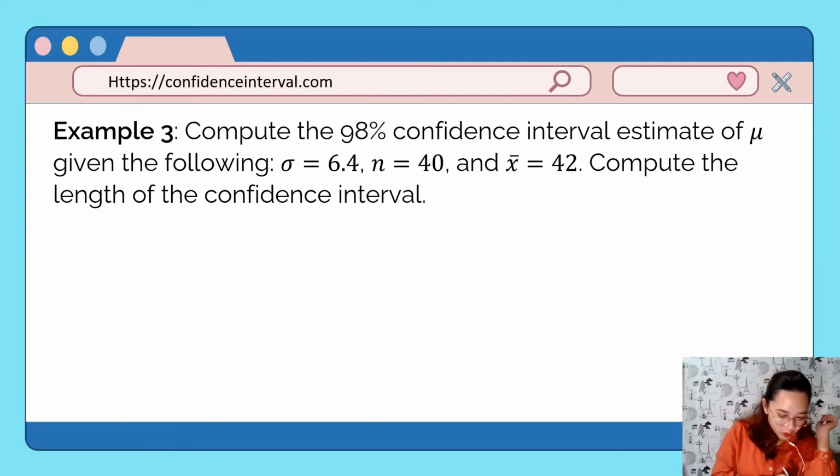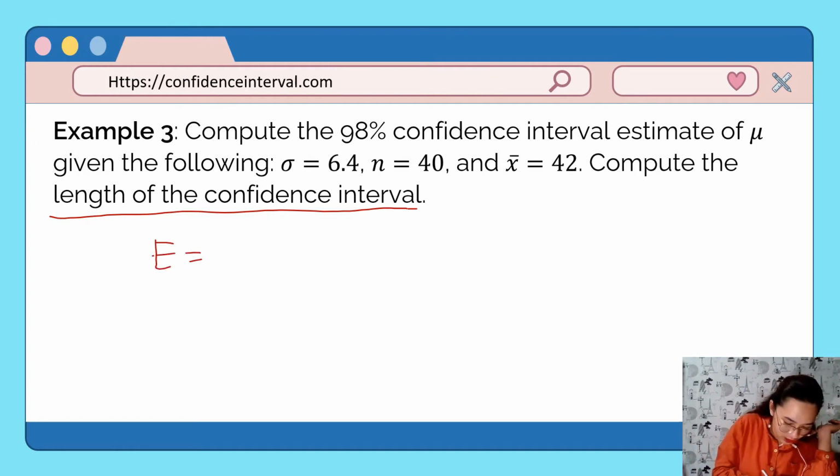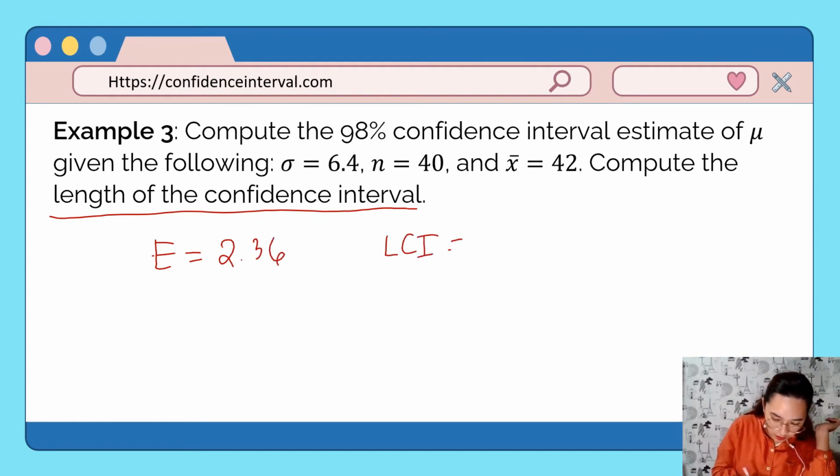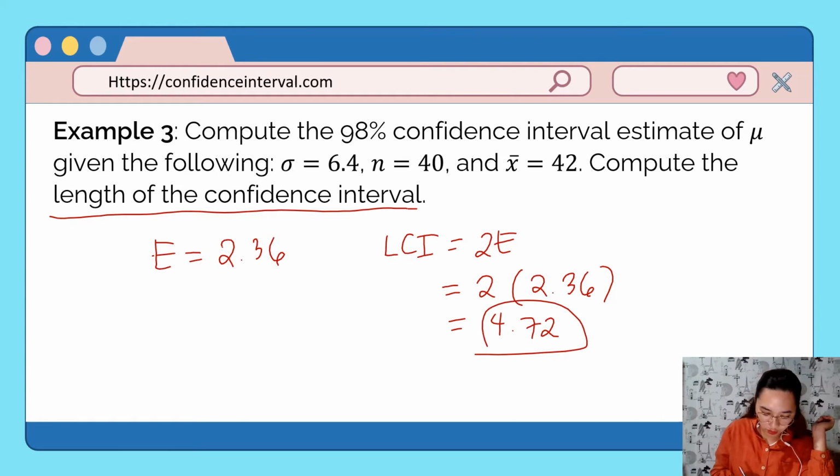44.36. Para naman makompute po yung length ng confidence interval natin, kukunin lang po natin yung twice ng ating margin of error. Since ang margin of error po natin is 2.36, ibig sabihin, ang length ng ating confidence interval is the twice of your margin of error, which is twice ng 2.36. And 2.36 times 2 is 4.72. So, ganun lang siya kasimpleng compute.